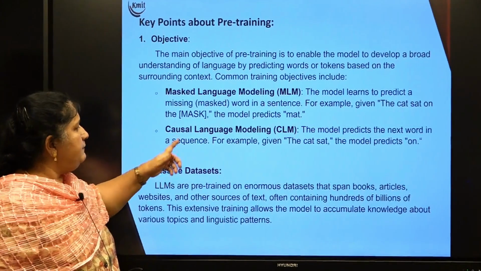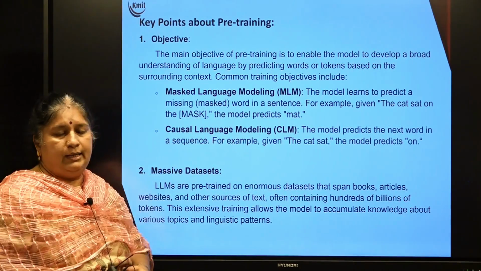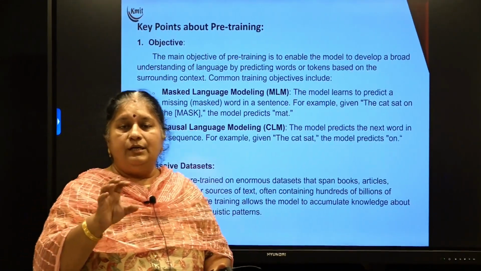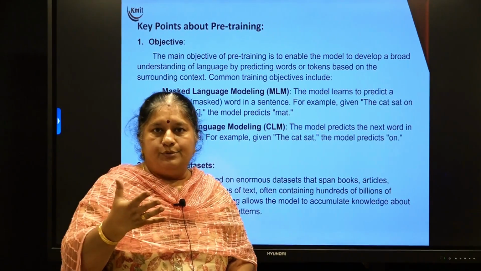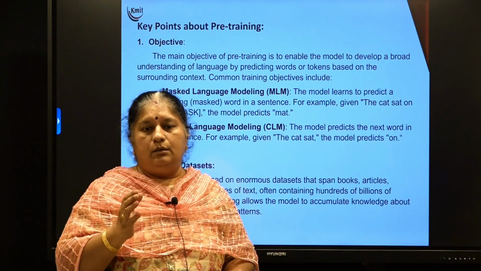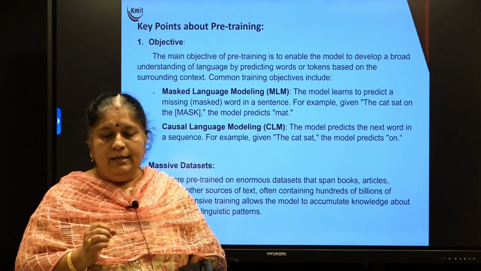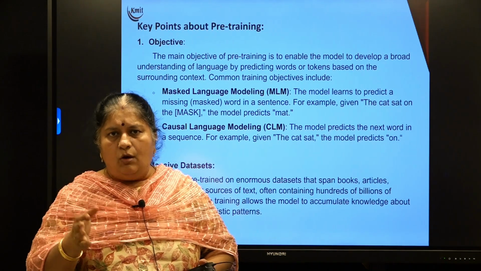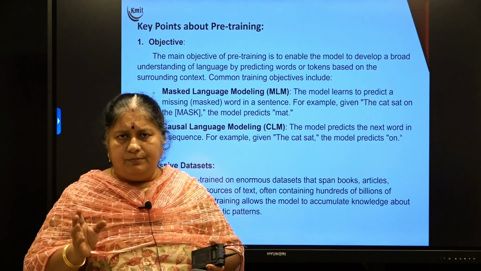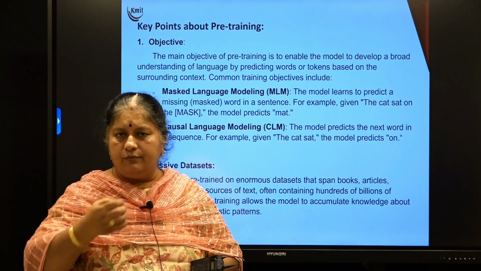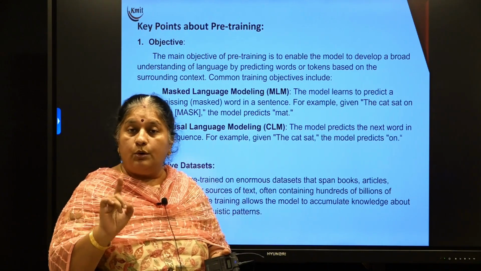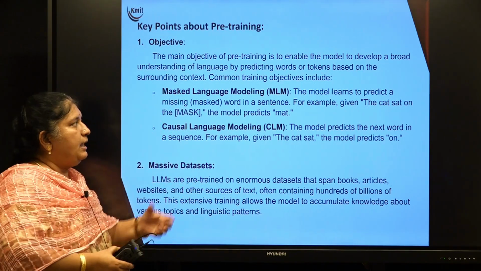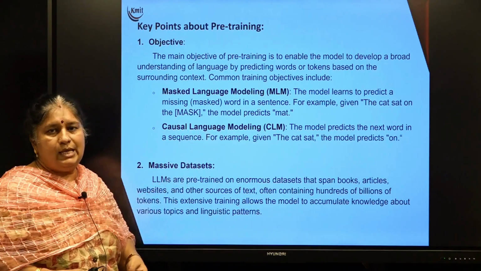What is the second objective? Causal language modeling. What is this one? Say for example, we experience this when you are working with mail composing. These days Google Mail is also coming with this kind of causal modeling, wherein when you are typing something, it will predict what would be the next word when you are typing. Almost all the text processing environments are working with this. It will try to predict what would be your next word when you are typing, right. If my LLM can do that, I say it is working with CLM, right.